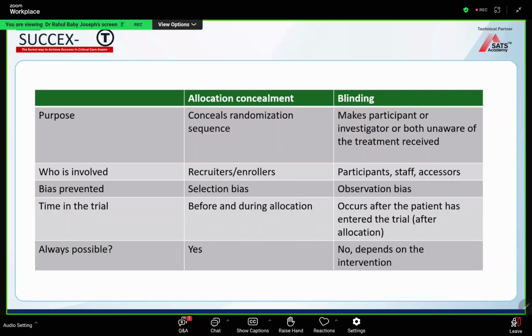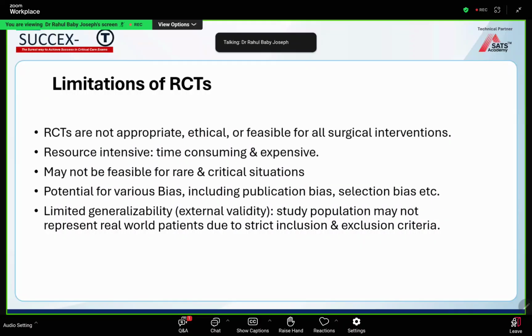So allocation concealment reduces your selection bias. Blinding reduces your observation bias. Allocation concealment is always possible, but blinding may not be possible in certain cases, like a surgical intervention or something like that. What are the limitations of RCTs?